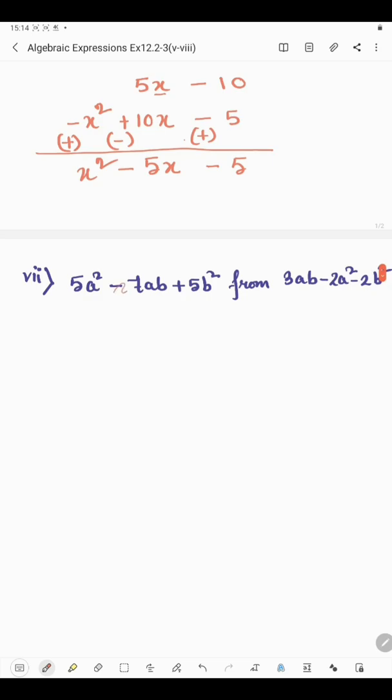Now in the seventh part we have 5a square minus 7ab plus 5b square from 3ab minus 2a square minus 2b square. So from this we will have to subtract this, so we will have to write this on top. So it's 3ab minus 2a square minus 2b square. Now I'll write this expression below this. Below a square we will have to put the a square term. So here we have a square term, and so we will have to write 5a square below minus 2a square, and since in front of 5 no sign is present, it will be positive.